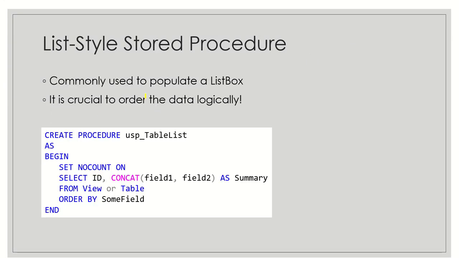So here's an example of the list style stored procedure. One of the most important things about a procedure that generates a list is make sure that you include the order by line. Because if you're making a drop-down list, it's very important that it's in some kind of meaningful order, usually alphabetical order, but I mean, if those things are numbers that you're showing, put them in numerical order. Or if they have some other kind of logical order, then you make sure that you order the data in a meaningful way.